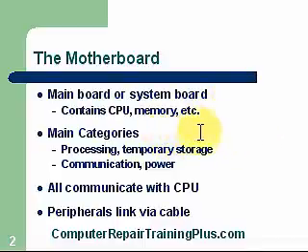The main categories on the motherboard are processing, the CPU, temporary storage, the RAM, communications, and power. We'll be discussing those. Everything communicates with the CPU. Everything on the motherboard, everything connected to the computer, all has to communicate with the CPU. CPU is the central processing unit. Every piece of data that's generated has to be processed by the CPU.